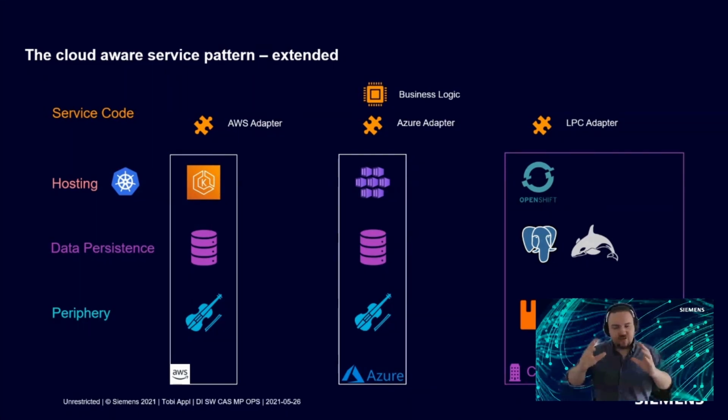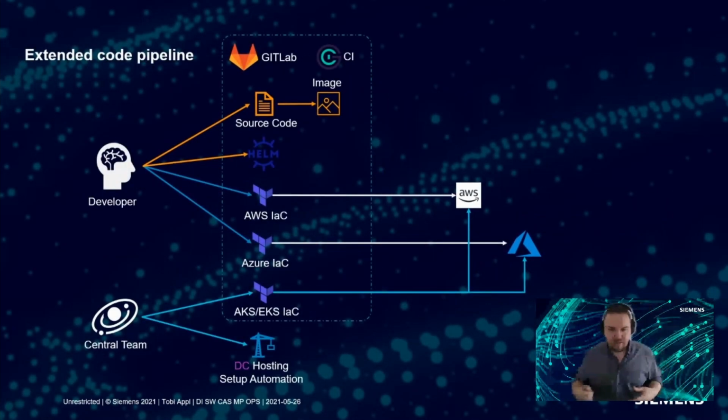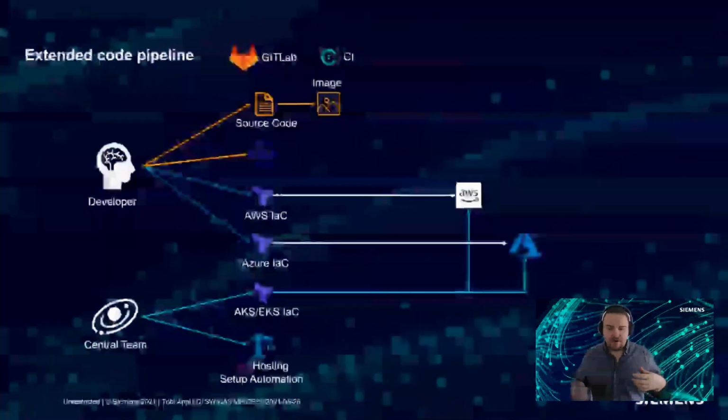The LPC adapter interfaces with all of these components to make the same business logic that works on AWS and Azure also work in a customer data center. So we now know what we want to do. Let's see how we can deploy this. In addition to what we already had, we now have a customer data center target.